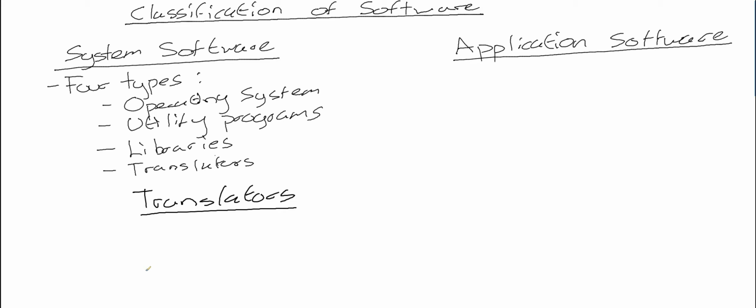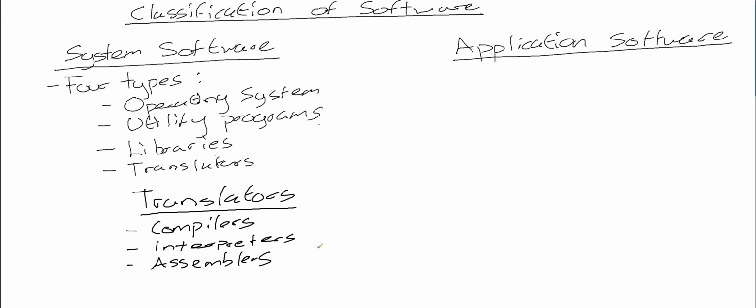Okay, so the last type of system software is translators. And these fall into three different categories. We've got compilers, interpreters, and assemblers. And I won't go into the details of each of those in this video because we're just talking about the categories that software falls into. But the purpose of all of these types of programs is to convert code that a programmer has written into something that a computer can understand. So it converts a higher level language into what's called machine code.